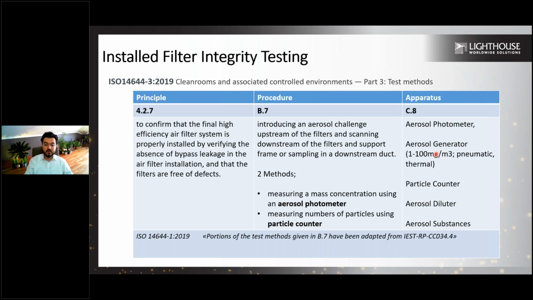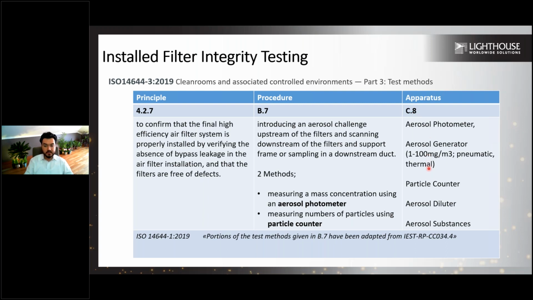One of them is the aerosol photometer method, another is the particle counter method. These methods have pros and cons relative to each other, which I'm going to cover later on. The apparatus that you are using for this technique is aerosol photometers listed in Annex C. Annex C defines all the apparatus that you can use for cleanroom testing. And Section 8 is describing filter tests.